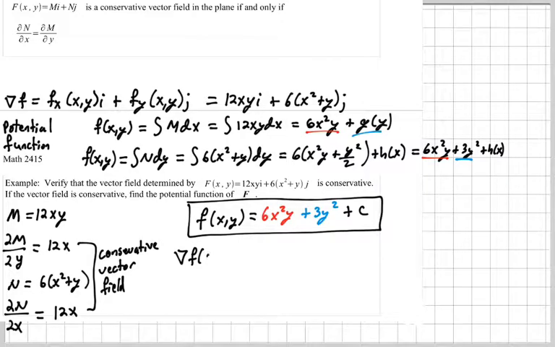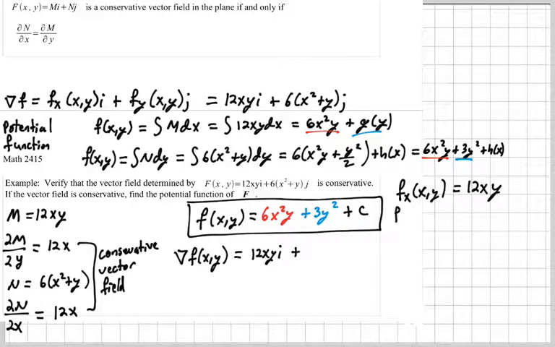In this case, we take the gradient of our potential function here. Okay, so you're going to take the derivative of 6x squared y plus 3y squared plus c with respect to x. Okay, so the partial derivative would be 12xy. The 3y squared and the c don't have any x's in there, so they're treated as constants when we take the derivative, and they become 0. Okay, so the gradient gives us a 12xy i.